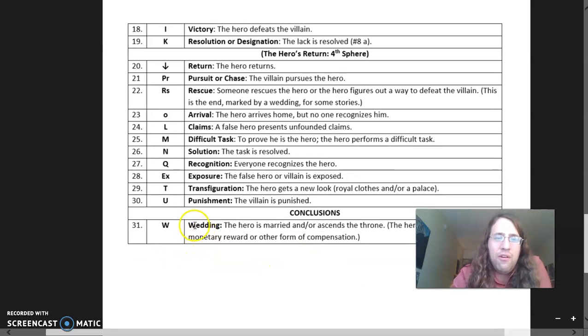And then letter W is the wedding. The hero achieves some kind of greater victory. Very frequently, this is in the form of marrying a princess or having a wedding, but it doesn't always have to be. In Dorothy's case, it's her going home. In Shrek's case, it's breaking up Lord Farquaad's wedding so he can have his own wedding. So that's pretty cool.